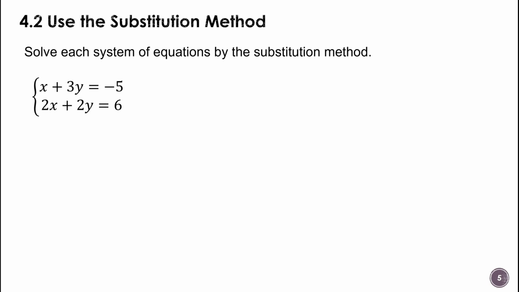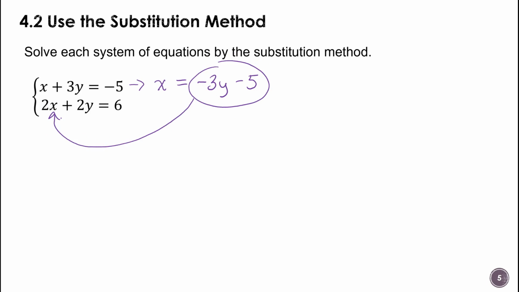Okay, so if you look at the first equation, it already has an x, right, plus 3y equals negative 5. So if I want to solve this one for x, I'm going to subtract 3y on both sides. I like to write my variables first. So notice that just becomes negative 3y minus 5. Now, I'm going to take that and I'm going to replace x in the other equation. Okay, so 2 times negative 3y minus 5 plus 2y. Remember, the only thing that changes is the variable you're substituting for. And now I have some simplifying to do.